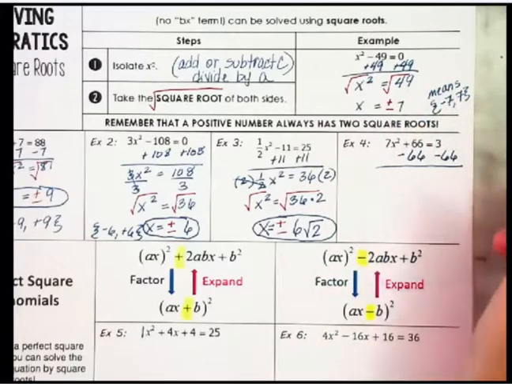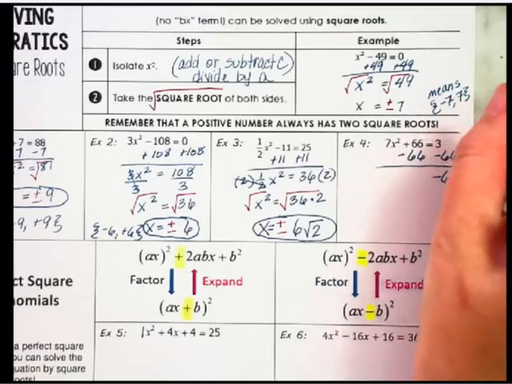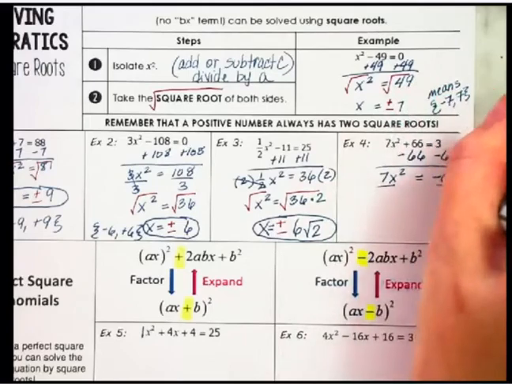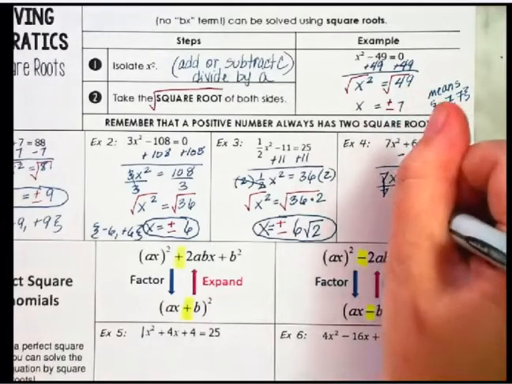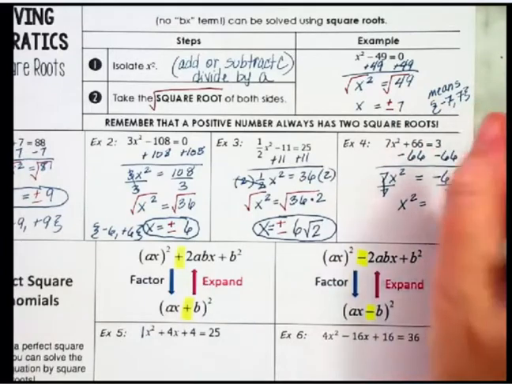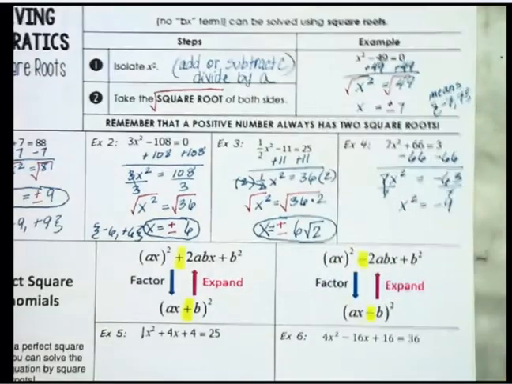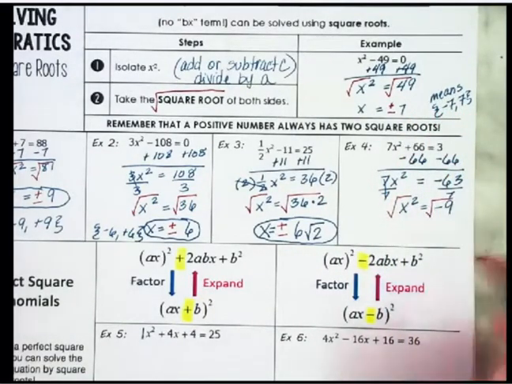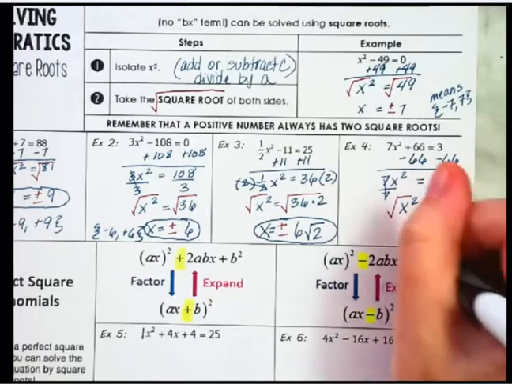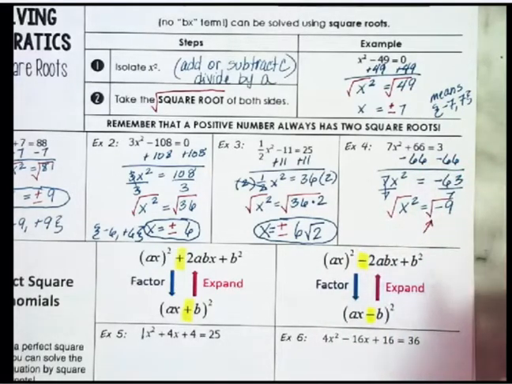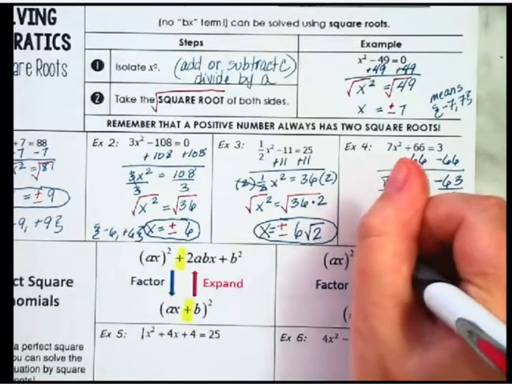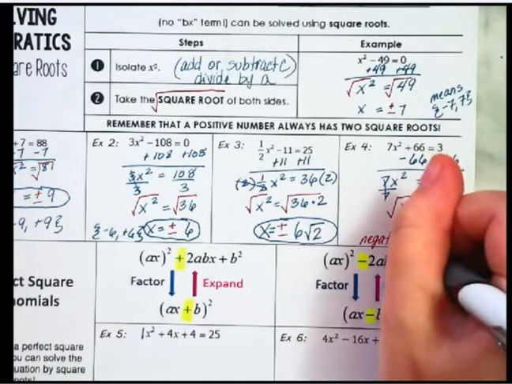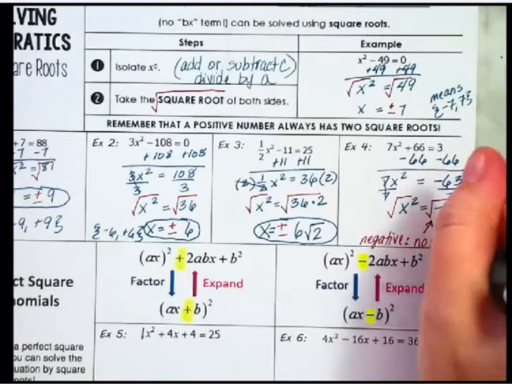3 minus 66 is a negative 63, and that equals 7x squared. Let's divide both sides by the 7, and I get x squared equals negative 9. And so here's what I'm going to do. I'm going to go ahead and do my square root, but I cannot take a square root of a negative number. Because this is negative, right now I cannot solve it. So I say no solution, or no real solutions.